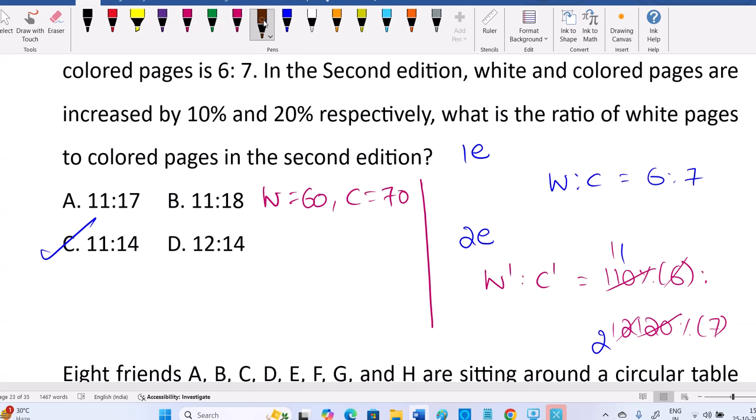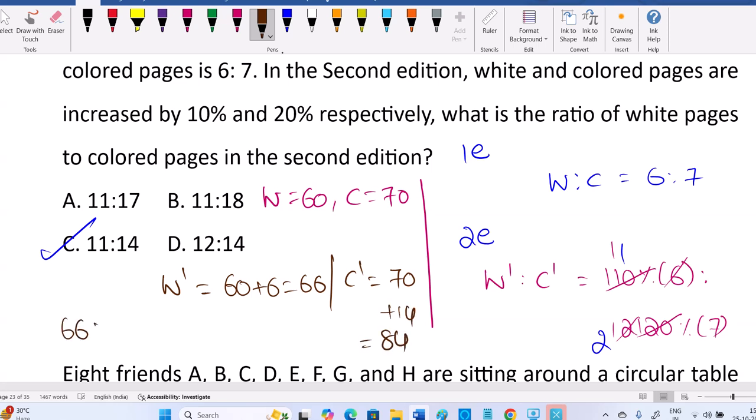Next, first edition. Next edition, what should be the white pages? 10% increase. 10% of 60 is 6, it becomes 66. Color pages: 20%. 10% is 7, 20% means 14, it becomes 84. 66 and 84, that is 6 times 11, 6 times 14.